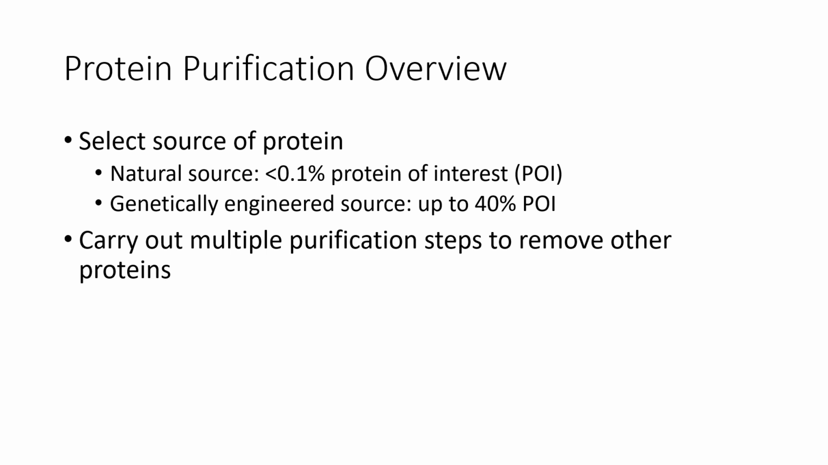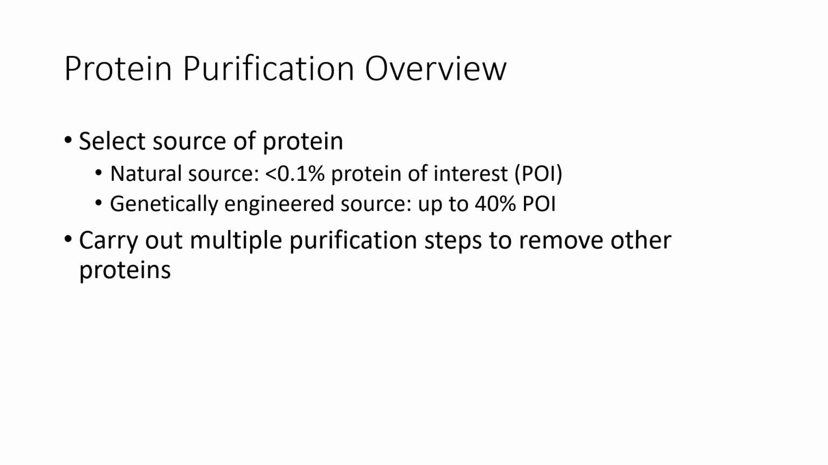So either way, whether you start with a natural source or a genetically engineered source, you often in the lab need to carry out multiple purification steps to remove other proteins that are going to be in your sample. So even with a genetically engineered source of protein, maybe you have 40% of your protein of interest, but you still might have 60% of other proteins that you don't want there. So there are many purification steps that you can do to purify out just the protein that you want to look at.